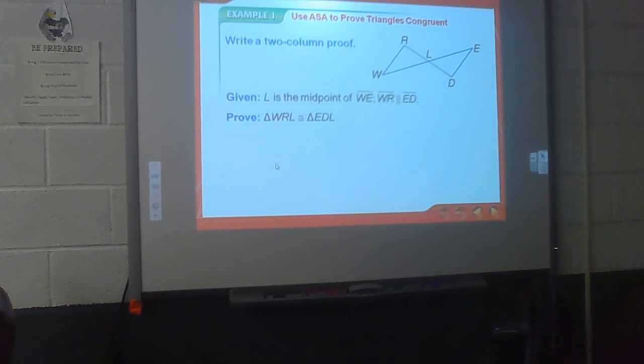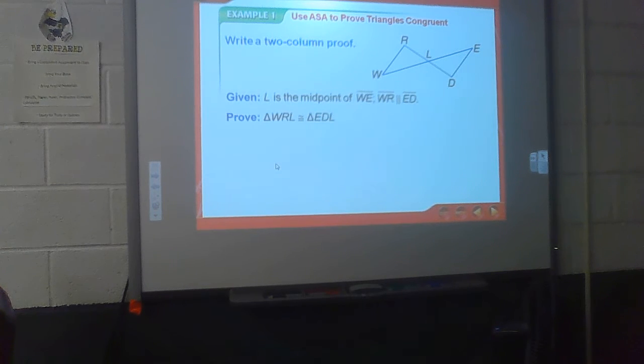So, does somebody want to attempt what the next step is? Anybody? Or let me push you to use what they tell you. L is the midpoint of WE. Use that to your advantage. Now here's the thing. Just because they say L is the midpoint of WE, is L the midpoint of RD? I have no idea. So because they didn't tell you that, you cannot assume that it is the other way also. That's kind of a trick question that you really got to get into your mind.